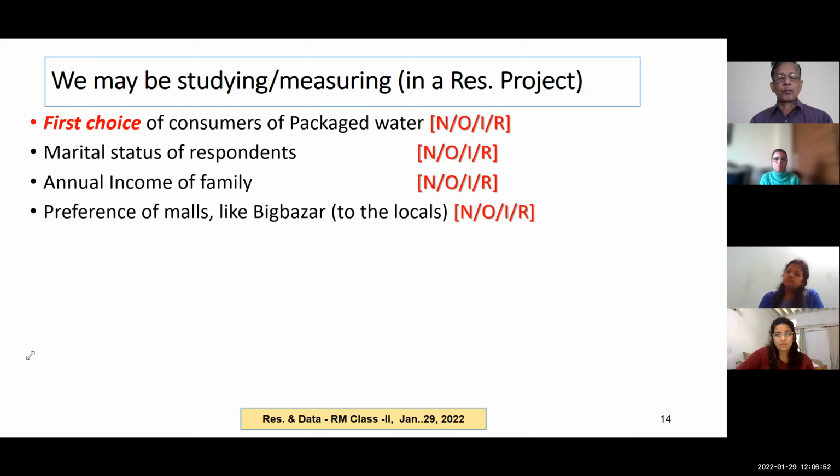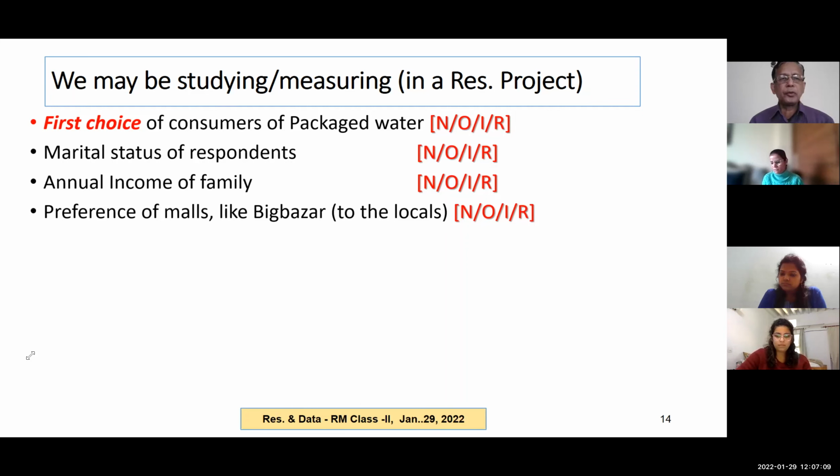I am taking the second one also as an example, wherein marital status can be nominal. It is of no consequence to my research. But if it has a consequence to my research, it could be a ratio of how many people are married and what is their behavior against the subject.